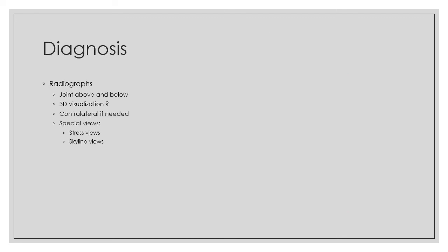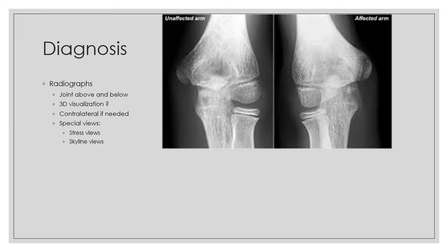So for diagnosis, we ask for further evidence. We can ask for radiographs, which is the bread and butter of diagnosis in orthopedics. As I mentioned, you check the joint above and below. You also ask for not just one view, but two views, AP, anterior and posterior, and lateral view, because this gives you a 3D visualization of your patient. In particular cases, you may need to ask for a contralateral x-ray if needed.